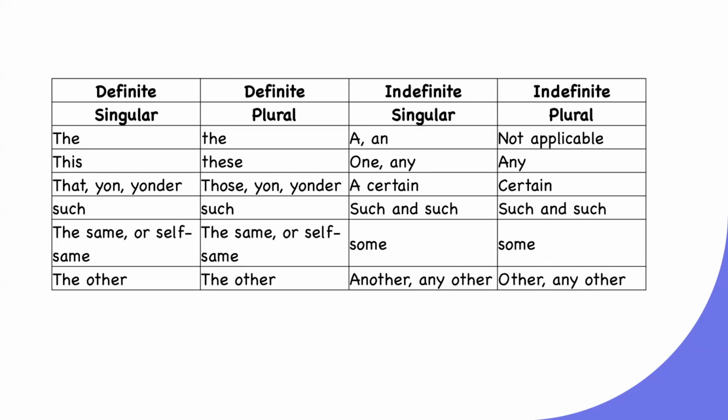Okay, I'm going to read across the page for singular and plural for definites. The, this, these, that, yon, yonder, those. Now, yon and yonder are quite old-fashioned. Such, the same or self-same, the other. Indefinite, singular and plural. A and an don't have any plural. One or any has any. A certain becomes certain. Such and such, same. Some, same. Another, any other becomes other, any other.